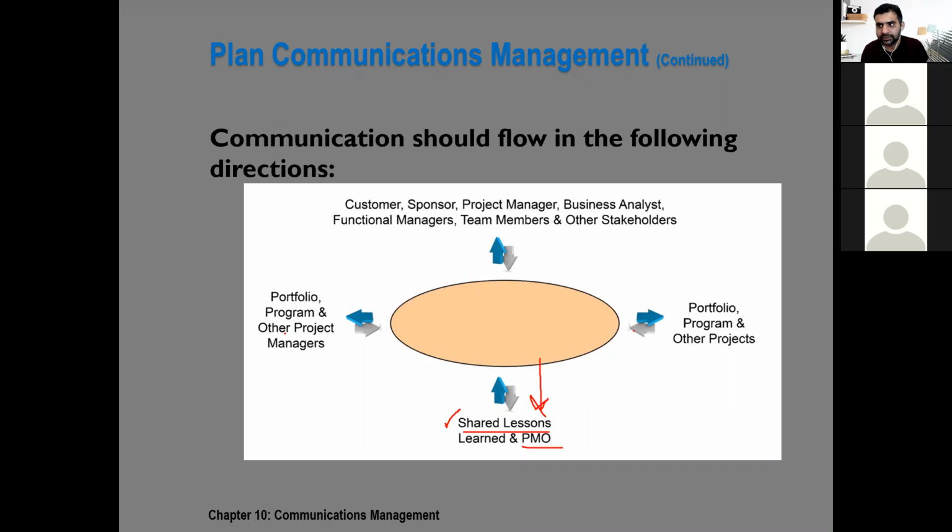On the other side, in bilateral communication, he or she keeps on talking with other portfolio, program or project managers for sharing the learnings. Similarly, the project manager also communicates with the customers, sponsors, business analysts, functional managers, team members, suppliers, and many other stakeholders. So this is just one flow. But the important thing to remember is this is to and from. It is bidirectional or interactive communications.